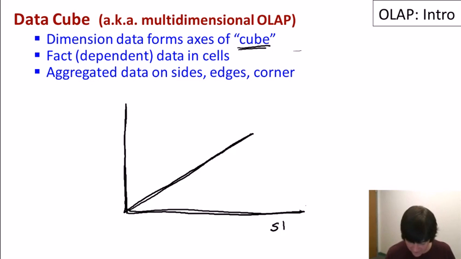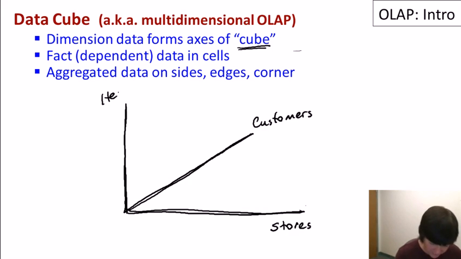In one dimension, we have the stores. In another dimension, we have the customers. We'll put that here. And in another dimension, we have the items. And then we can think of the points along these axes as being the different elements in each of those domains, or the different tuples in each of those dimension tables.